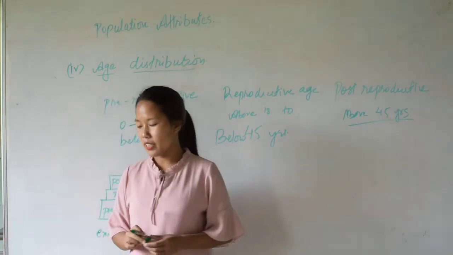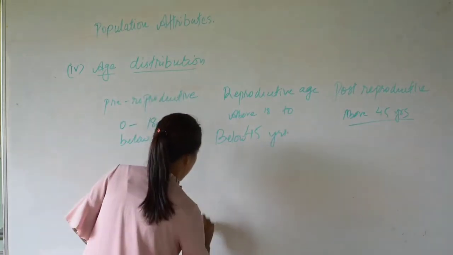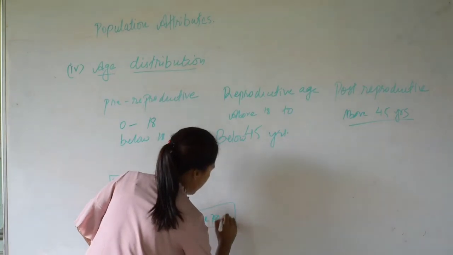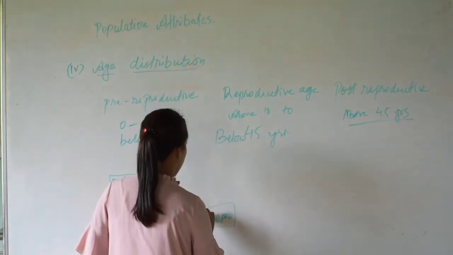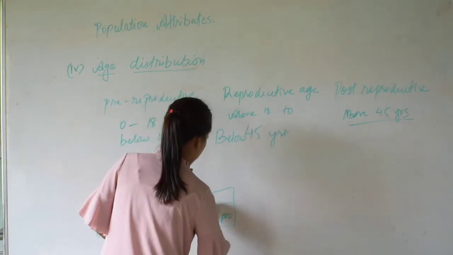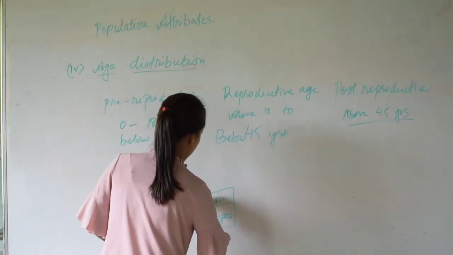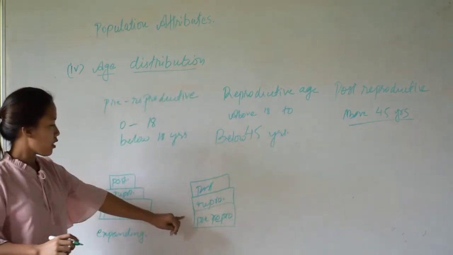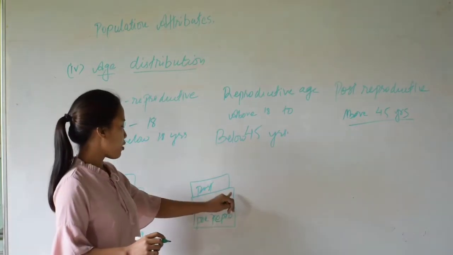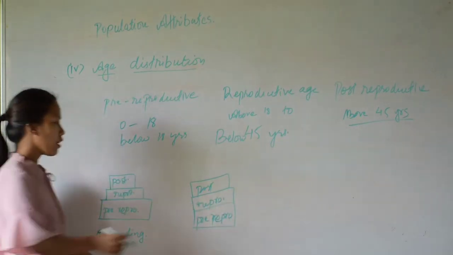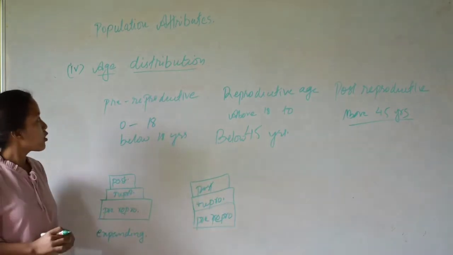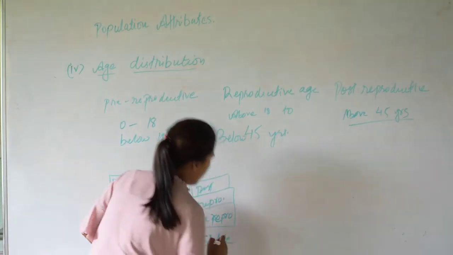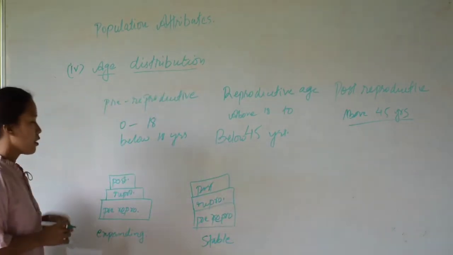Now, in the second case, this is the pre-reproductive age group and reproductive and post. If the size of the pre-reproductive and reproductive age group is the same, then the population growth here will be stable only. So here the population is stable.